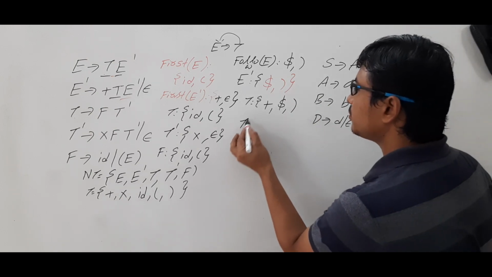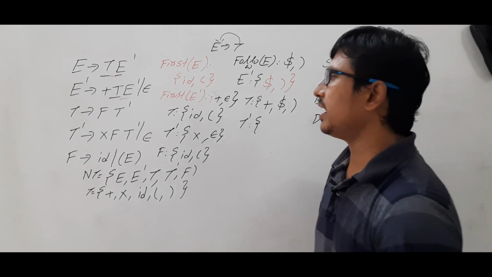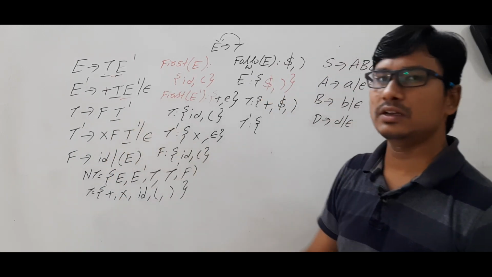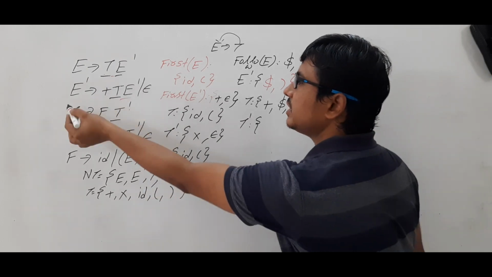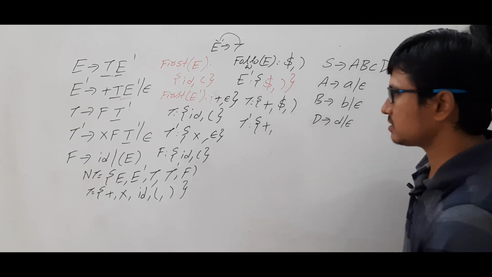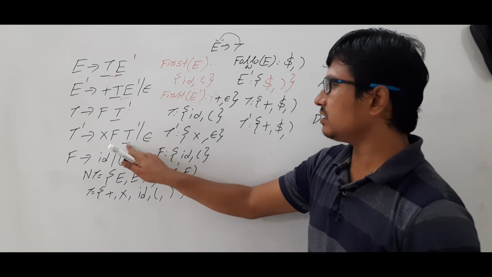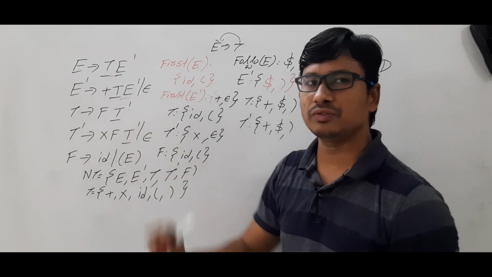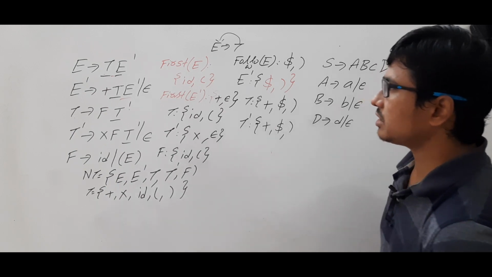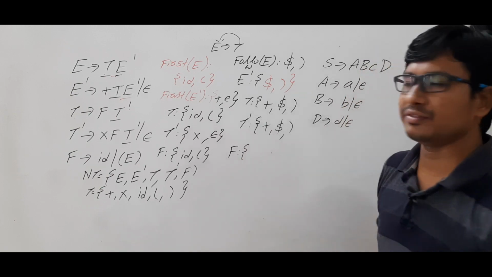Now follow of T dash. If you want to compute the follow of T dash, you need to look where the T dash is there. Here and here. So from this one, follow of T dash is equal to follow of T. Follow of T is plus, dollar and close braces. If you look at this one, follow of T dash is equal to follow of T dash. Already we got the follow of T dash. So it is finished.